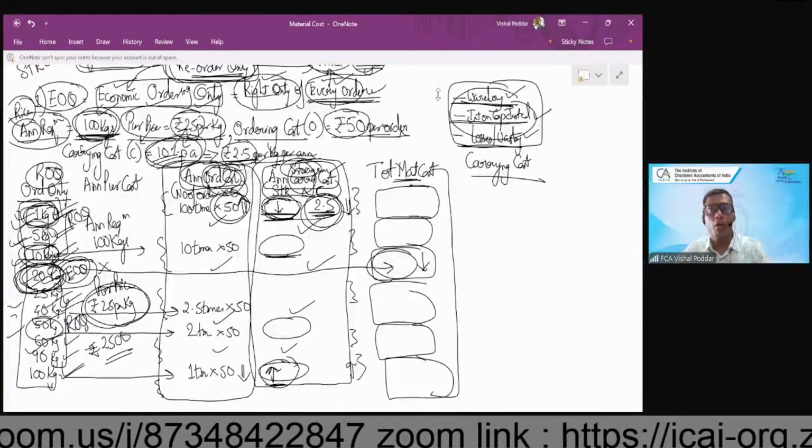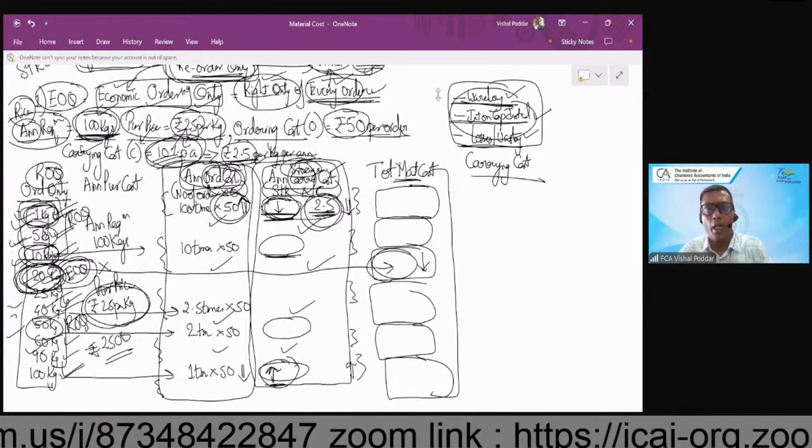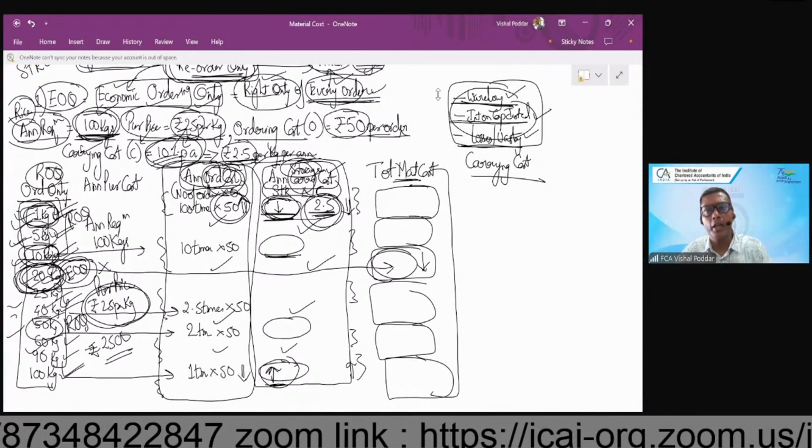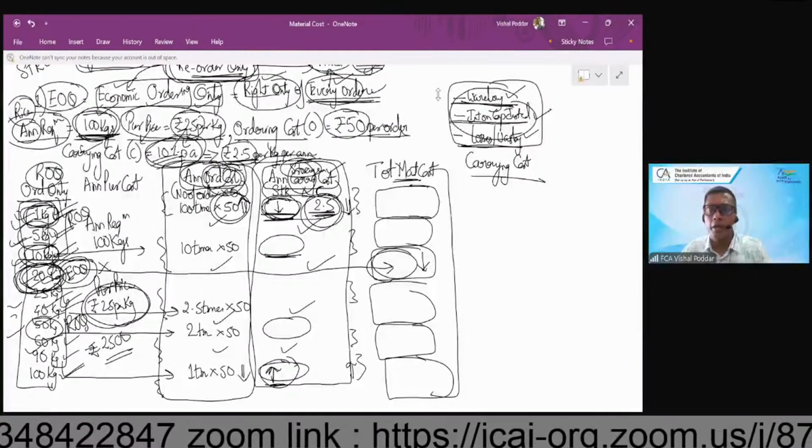Somebody has asked, sir, how carrying cost percentage? As I said, it is a very interesting and technical calculation, but since it is not required, you will already be given this percentage. I'm not spending time on that.